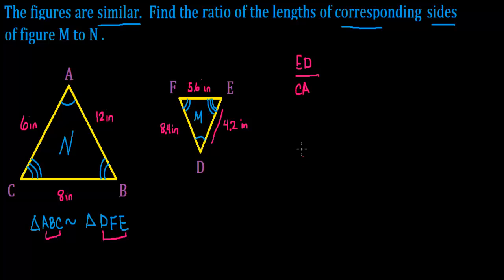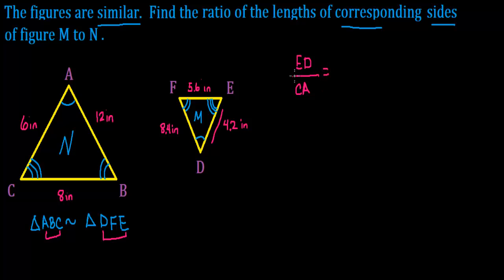Okay, that's one ratio. So it says find the ratio of the lengths of the corresponding sides. So I have three lengths. That means I need to find three ratios. Okay, let's do the first one. ED over CA. I'm going to write equals.